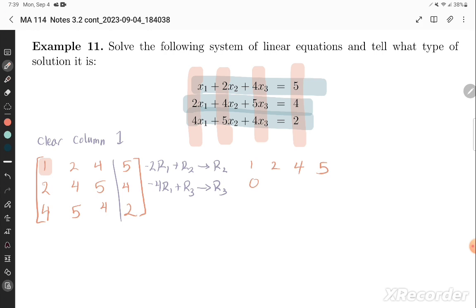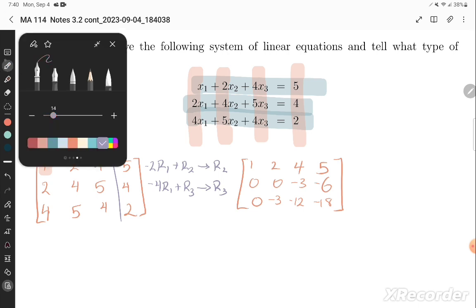But here I'm going to have 0. Then -2 times 2 is going to be -4, and this is going to get me 0. And then 4 times -2, -8, that's going to get me -3. And then 5 times -2 is -10, plus 4 is -6. And then for my row 3, this is 0. 2 times -4 is -8, -3 here. And then 4 times -4, -16, that's going to get me -12. And then 5 times -4, -20, plus 2, that's going to get me -18. So this now is going to be my reduced matrix.